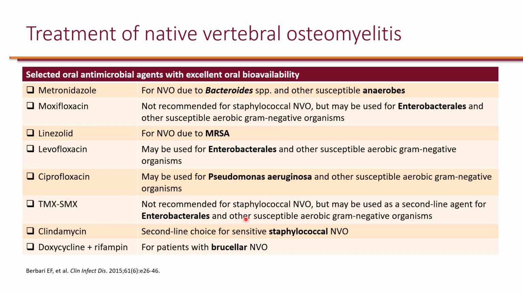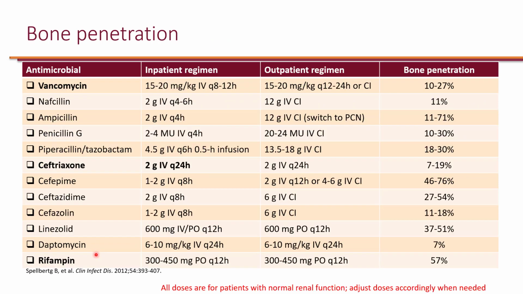Bactrim or trimsulfa is not recommended for staphylococcal NVO, but it can be used as second line for Enterobacterales, and clindamycin is considered second line choice for staphylococcal NVO. And as I mentioned previously, for brucellar NVO, the combination of doxycycline and rifampin is an excellent oral option.